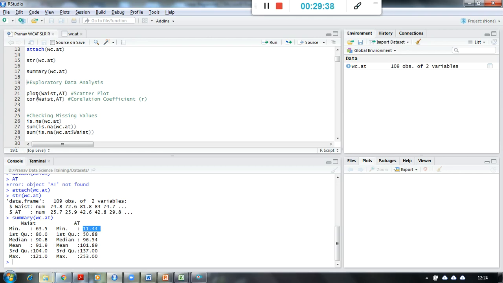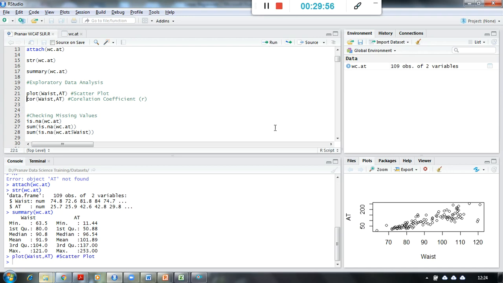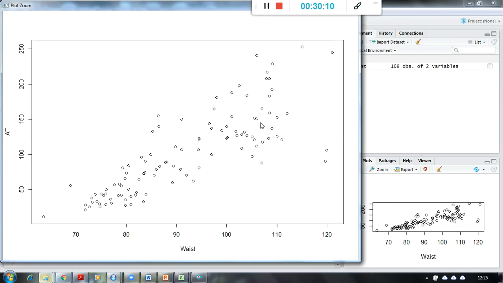Alright, then after that, obviously we have to check the correlation between waist and AT. For that there are two methods, as we have understood while studying the theory of linear regression, okay. So I can use the plot function, which gives me a scatter plot between the adipose tissue area and waist, okay. So plot x comma y is the function. X is my input variable, waist, and Y is AT. So I have plotted it. You can see over here, this is the plot. This is how the relation looks.